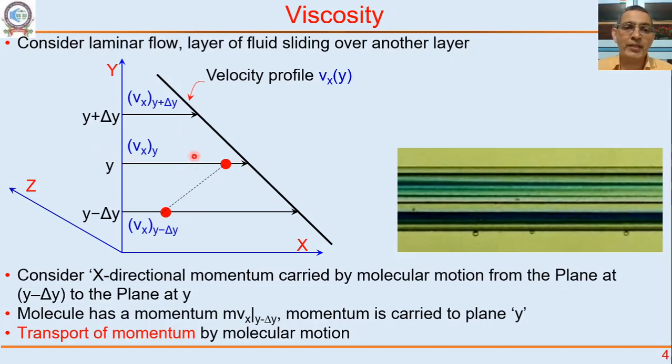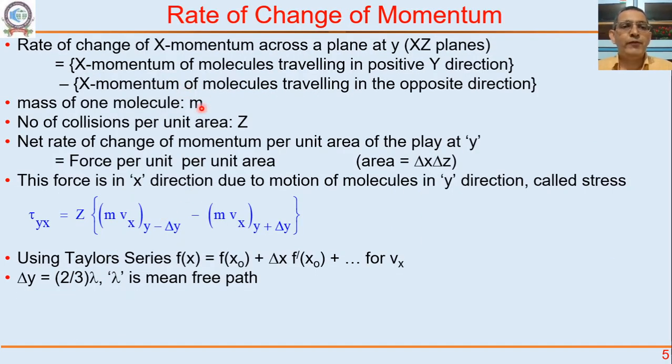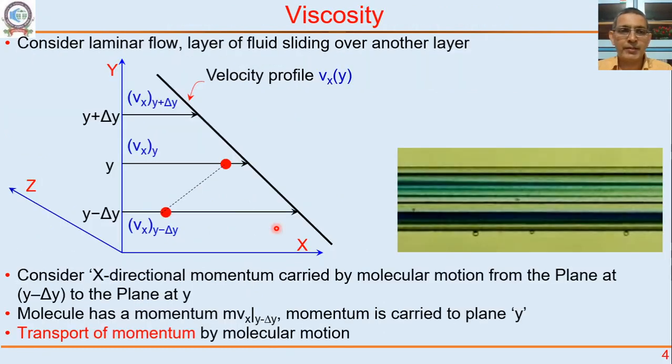That's the rate of transfer of momentum by motion of all such molecules. Okay, so remember kinetic theory of gases. If we had one molecule, that one molecule will transfer a momentum equal to m vx at y minus delta y in the positive y direction, minus m vx at y plus delta y, traveling in the opposite direction. This is traveling in the upward, positive y direction.